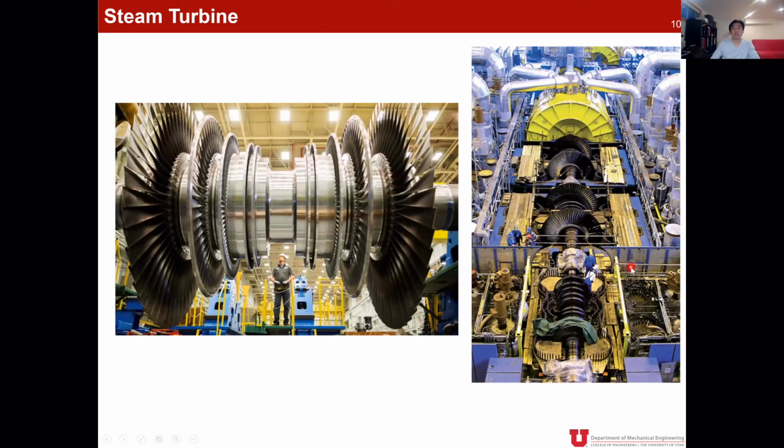Then how about the steam turbine? The steam turbine is also really big. That is a high pressure steam turbine, and that is a low pressure and intermediate pressure steam turbine. And you see people here and here. So that is a really huge size power plant.